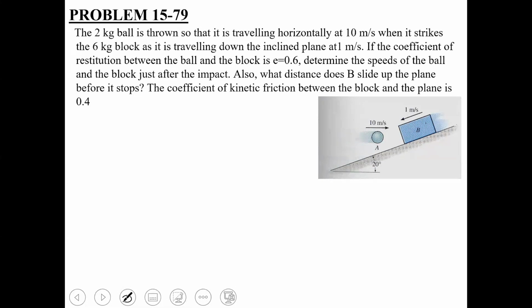The ball strikes this 6 kg block as it is traveling down the incline. If the coefficient of restitution between the ball and the block is 0.6, you need to determine the speeds of the ball and the block just after impact. Also, what distance does B slide up the plane before it stops? The coefficient of friction between the block and the plane is given as 0.4.